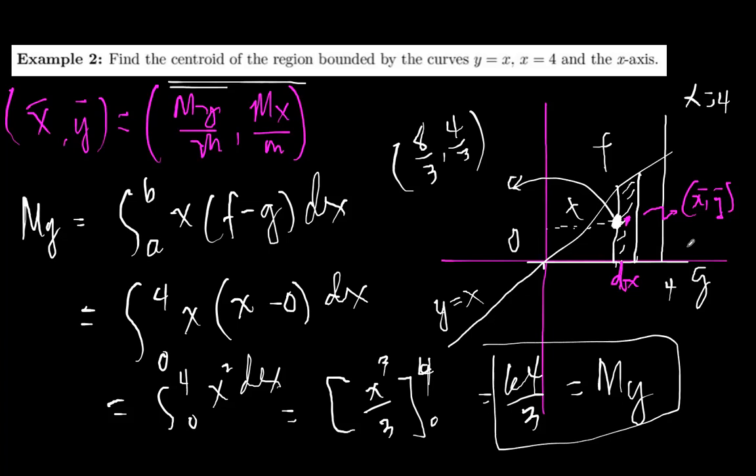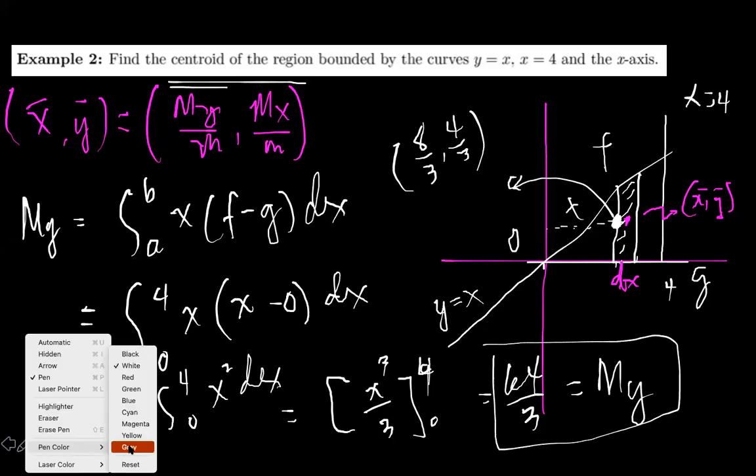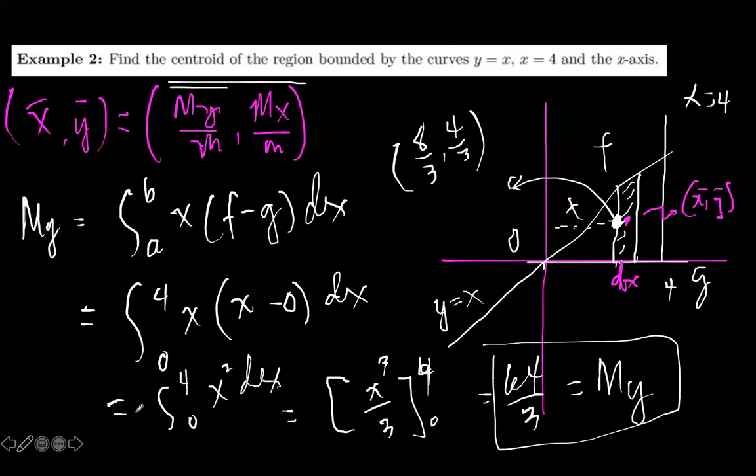Okay, now actually there is another way to do that. Since our figure is a triangle, there is a shortcut to find the centroid of the triangle. It was discussed when you were in grade 10. So let's identify the points first. The point here is 0, 0. The point here is 4, 0. And the point here is the intersection between x equals 4 and y equals x. Therefore, it's 4, 4. Right?